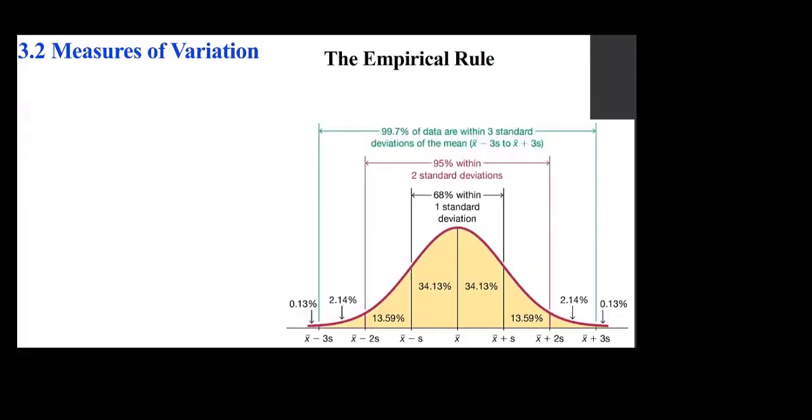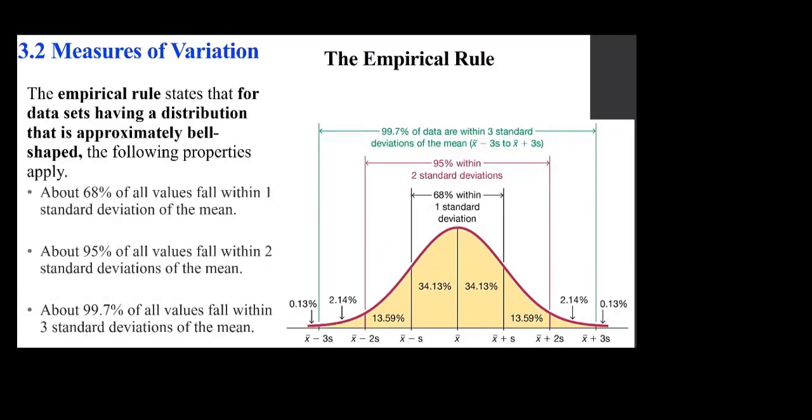This graph was given in the beginning when we discussed the synopsis of what we did. This is known as the empirical rule. The empirical rule states that for data sets having a distribution that is approximately bell-shaped, the following properties apply. About 68% of all values fall within one standard deviation of the mean. About 95% of all values fall within 2 standard deviations of the mean. About 99.7% of all values fall within 3 standard deviations of the mean. Those are the numbers we come across often, especially when we go to normal distribution and deal with later chapters. We should be familiar with these numbers. Empirical rule applies to a bell-shaped, symmetric, and normal distribution. Otherwise, it doesn't apply. And that's why the Chebyshev's theorem was discussed, and we're going to look at that also.